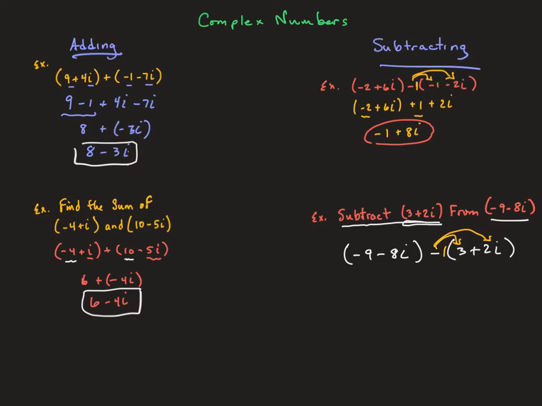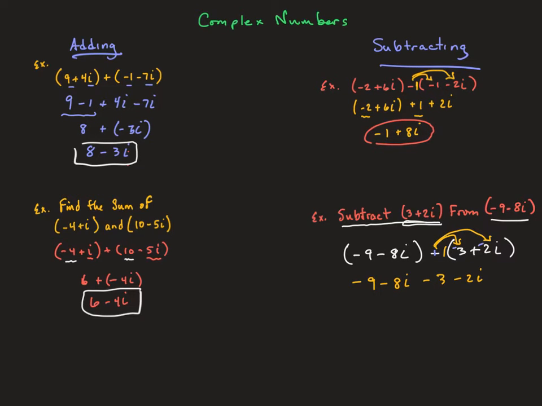We always want to be adding. So I'm going to have negative 9 minus 8i, minus 3, because negative 1 times 3 is negative 3, and then negative 1 times 2i is going to be negative 2i. Again, simply done. I just reversed my signs.